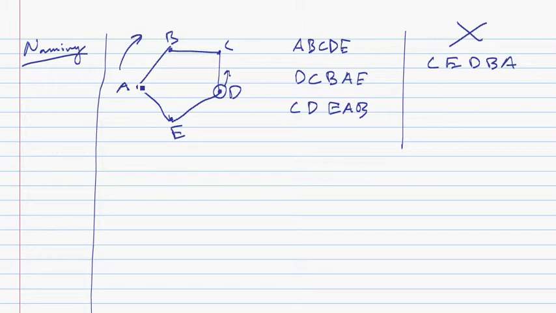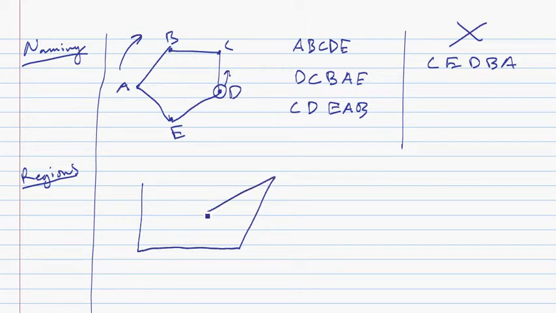Alright, so we also have to talk about regions in a polygon. There is the interior and there's the exterior. So here we're going to do another pentagon. We'll call this Q, R, S, T, U. So we have the interior and we have the exterior.